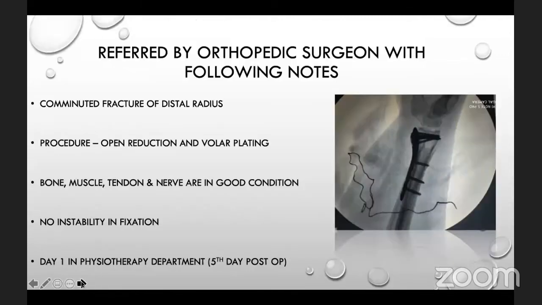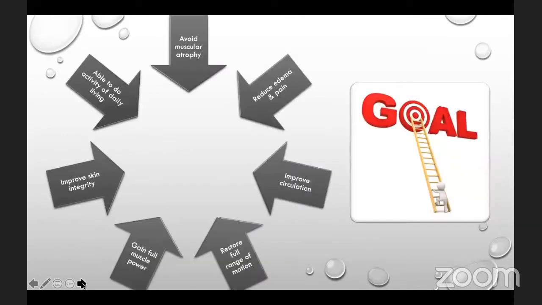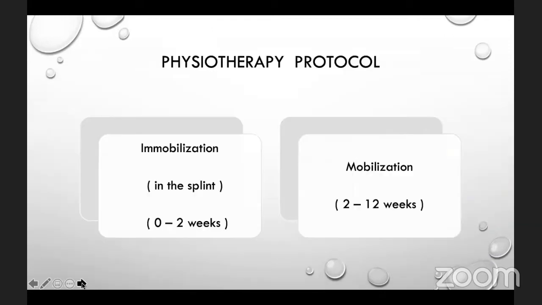As I mentioned, I got a referral from Dr. Akram, and the case was comminuted fracture of distal radius. I was talking about the management because I explained everything to the patient. My physiotherapy protocol was divided into 2 parts, immobilization and mobilization. The immobilization phase was for 0 to 2 weeks, and then the mobilization phase was for 2 to 12 weeks.